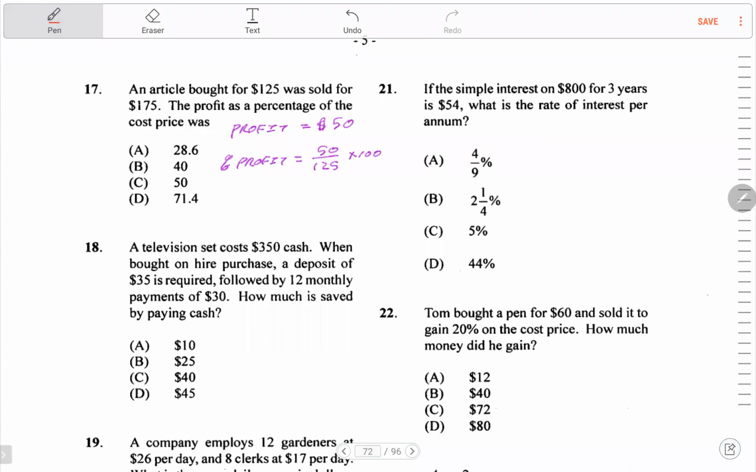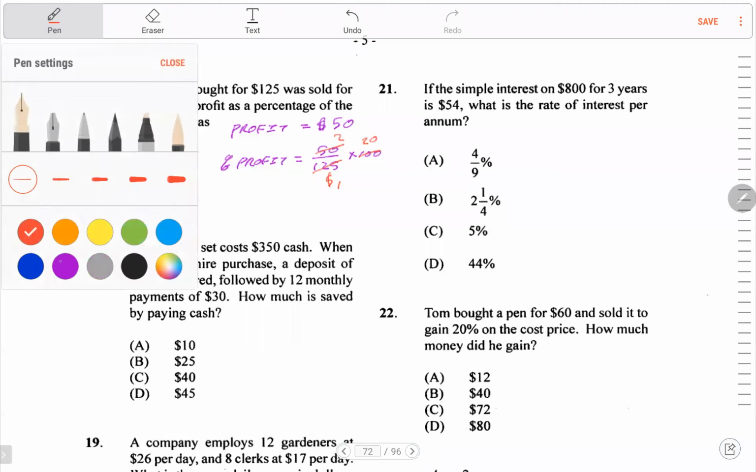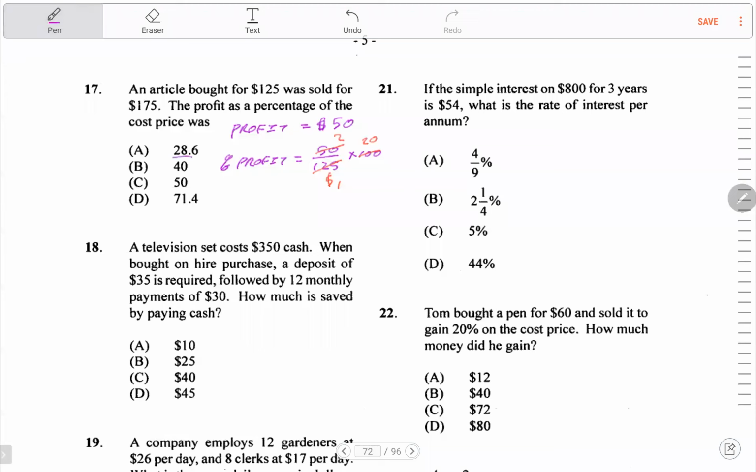All right, so 25 into this is 5 times. 25 into this is 2 times, and 5 into this is 1, and 5 into this is 20. 2 times 20 is 40. So that percentage profit is 40%.